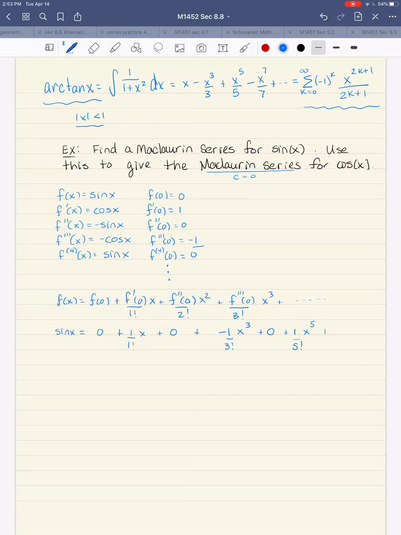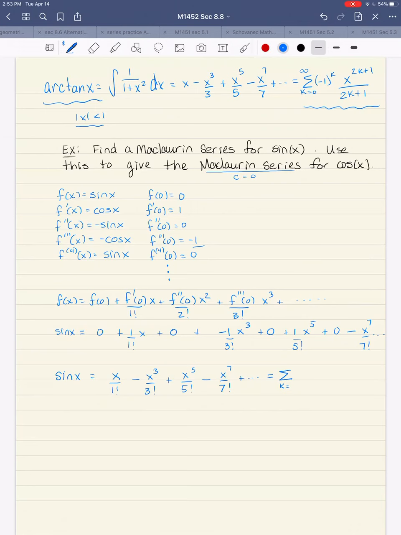This has a 3 factorial. This will have a 5 factorial, right? Then I'm going to have another 0, and then the next one's going to be negative x to the 7th over 7 factorial, and so on. So let's simplify that. The sine of x looks like x over 1 factorial, minus x cubed over 3 factorial, plus x to the 5th over 5 factorial, minus x to the 7th over 7 factorial.